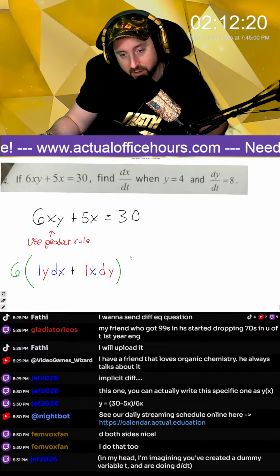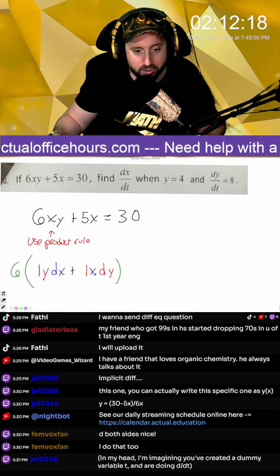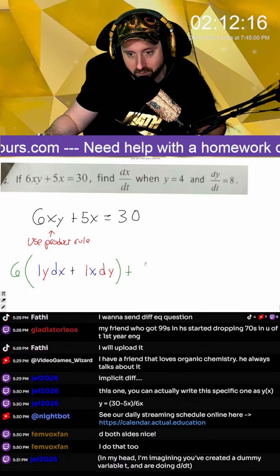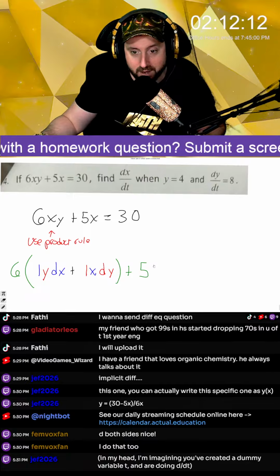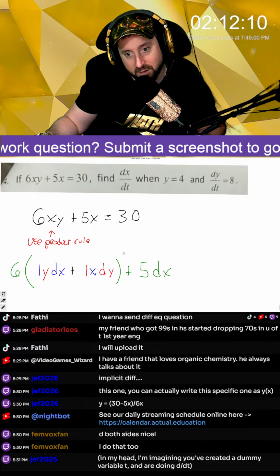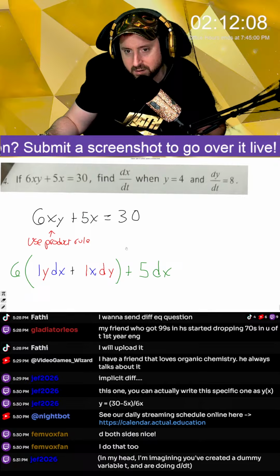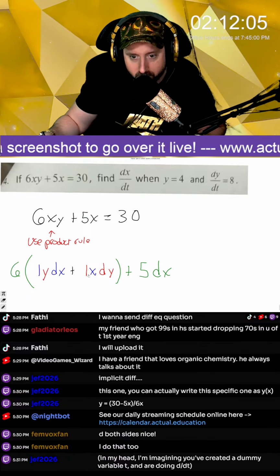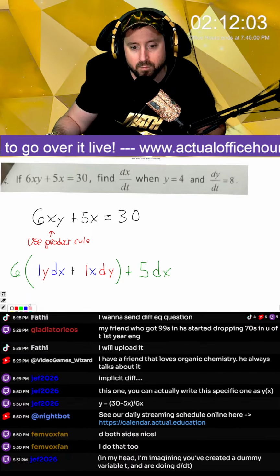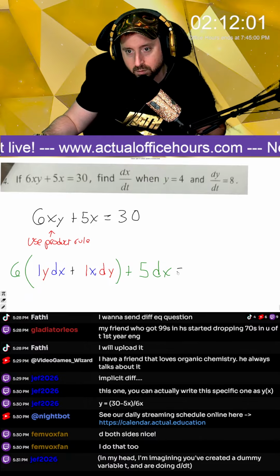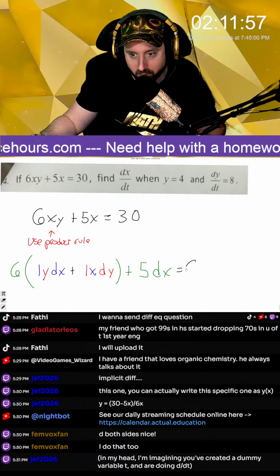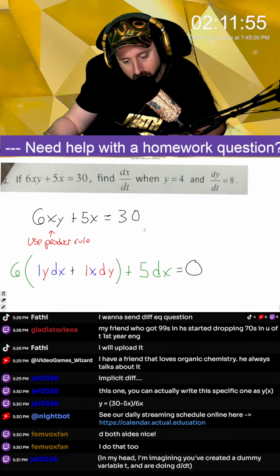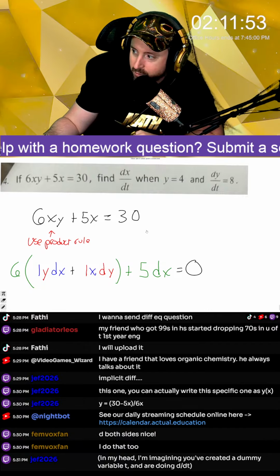So then we look at this. Derivative of 5x. Well, the derivative of 5x is just 5, and because I took a derivative of x, I'm going to write 5 dx. And then here, we have the derivative of 30. What's the derivative of 30? Well, the derivative of 30 is just 0, because that's just a constant. Derivative of a constant is just 0.